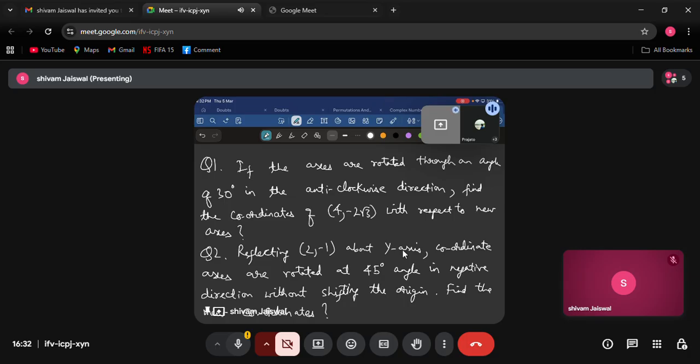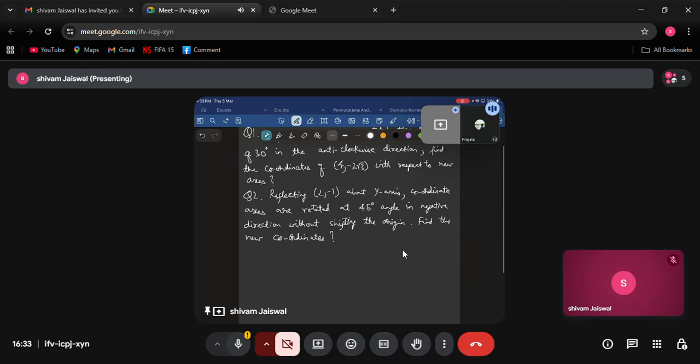Yes, doctor, you're saying something? Yes, I was asking that it has been rotated in the negative direction, meaning in the anti-clockwise direction. So clockwise direction is the negative angle, and anti-clockwise means positive angle. Okay, okay.